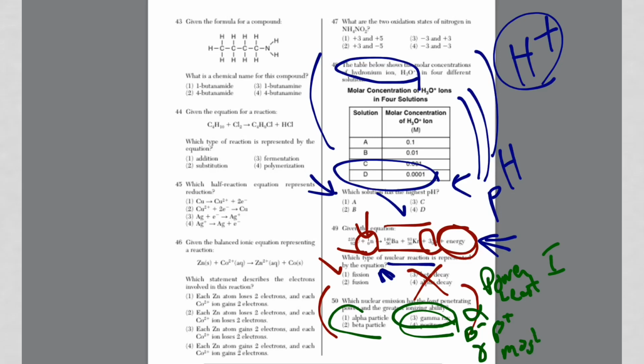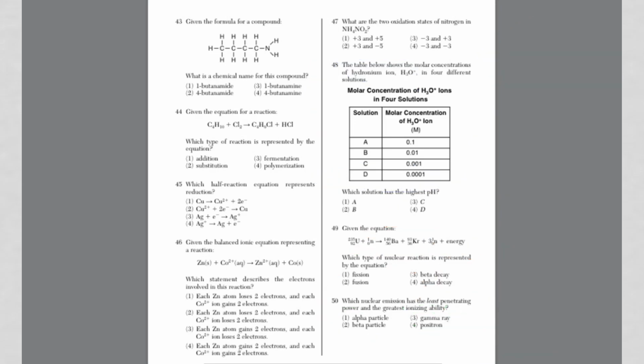As far as ionizing ability, meaning damaging our cells, alpha particles have the most, and gamma has the least. So they work opposite of one another. And your beta and positrons are always in the middle. Alright, so with that information, let me erase this. And let's take a look.